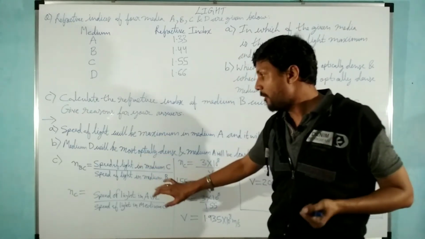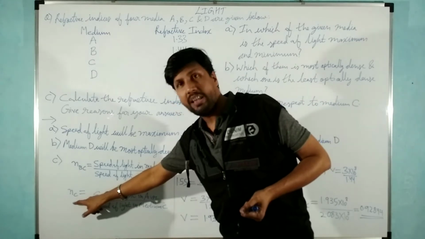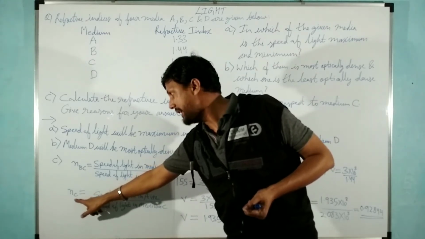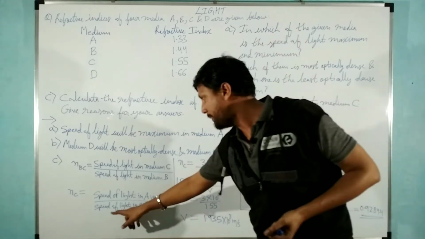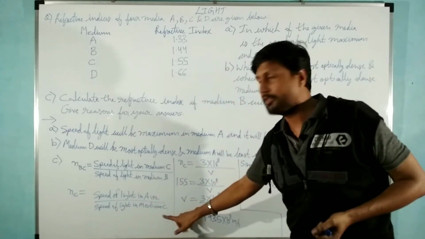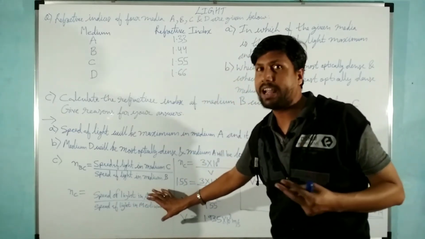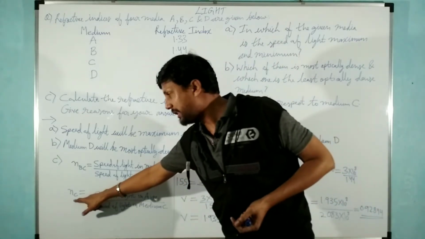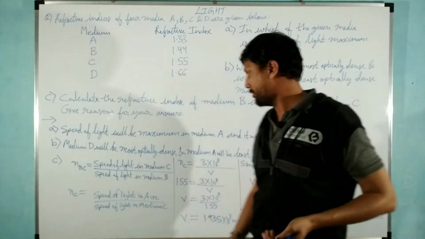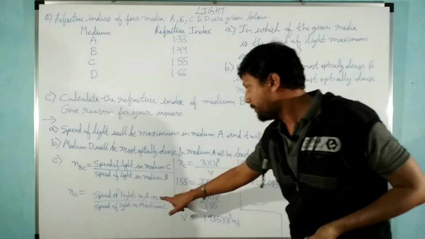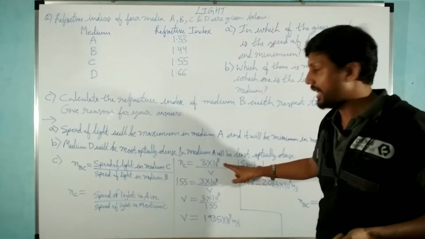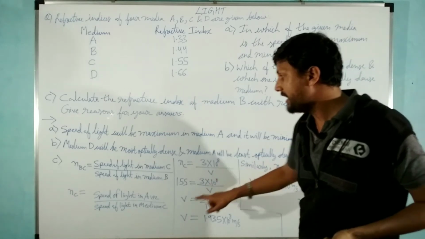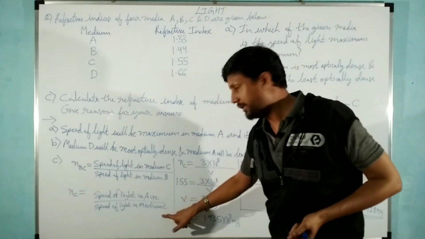But what I know is the absolute refractive index of medium C will be speed of light in air or vacuum upon speed of light in medium C. So this is the formula I'm going to utilize 2 times, in case of medium C also and in case of medium B also. So here, speed of light in air is 3 into 10 raised to 8 meter per second. And we have to find the speed of light in medium C.